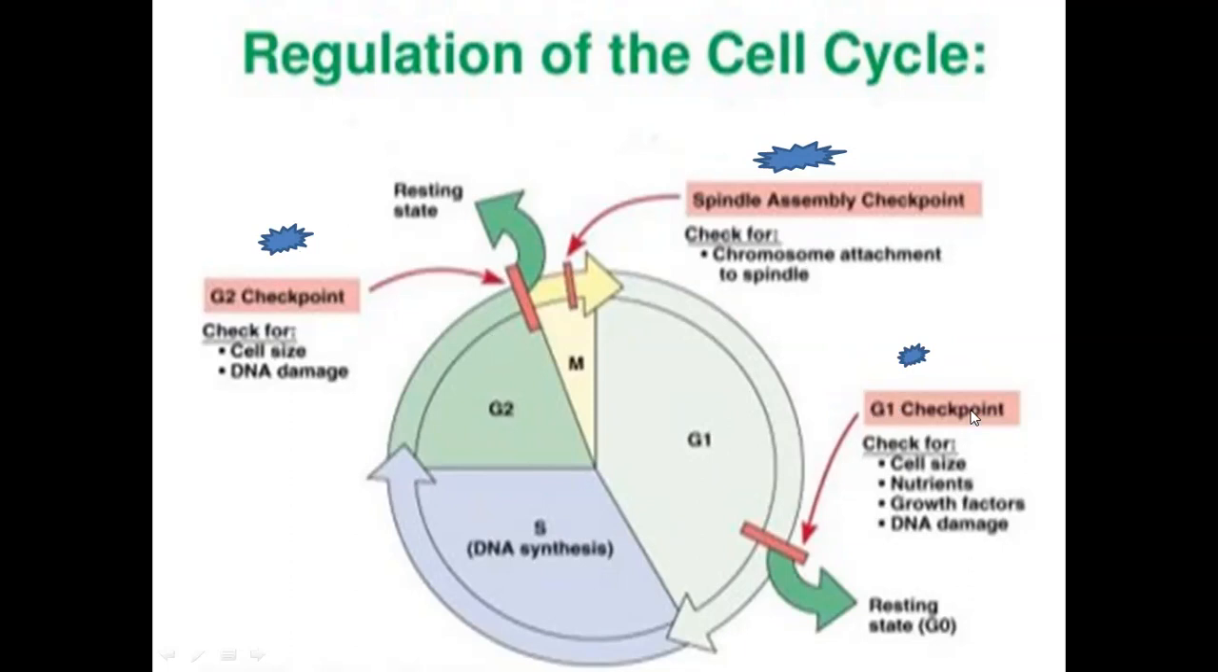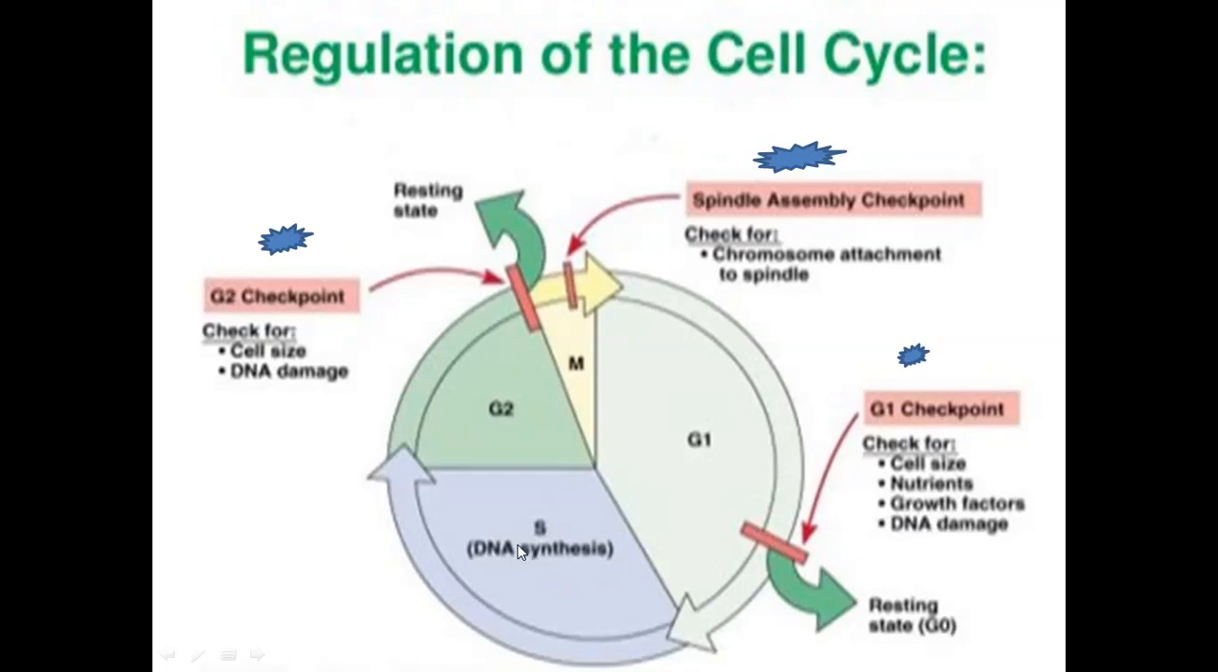You can see in this picture, it is clearly indicated as a molecular gate. The G1 checkpoint checks whether the cell is ready for proceeding to S phase. It checks whether the cell size is adequate, nutrients are sufficiently present, whether growth factors are present, or whether there is any damage from the previous DNA division. If all this is perfect and the cell is ready to go to the S phase, then the G1 checkpoint allows the cell to proceed to the S phase.